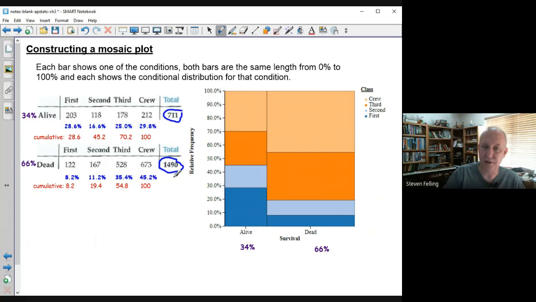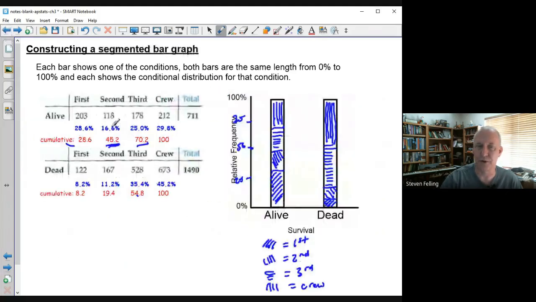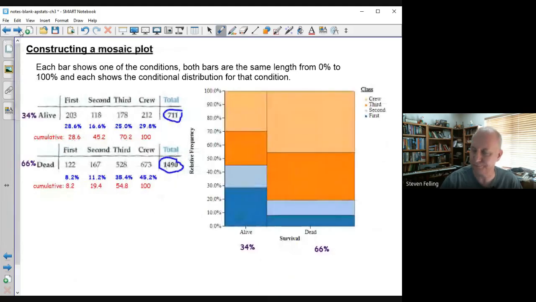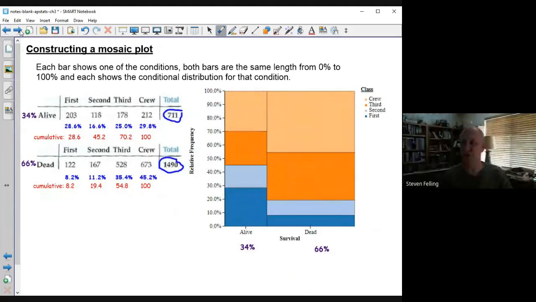And so when you add that up, this turns out to be 34% of the total and 66%. So what you would do is go on in this category, instead of just using equal width bars, we would make this a block and devote 66% of the width to the dead and 34% to alive. And then these would be exact copies of what we just did in our segmented bar graph there. Okay. So that's how to construct these plots.